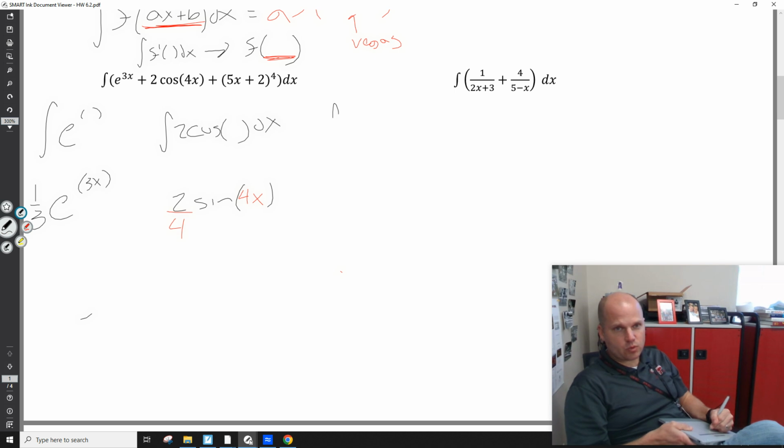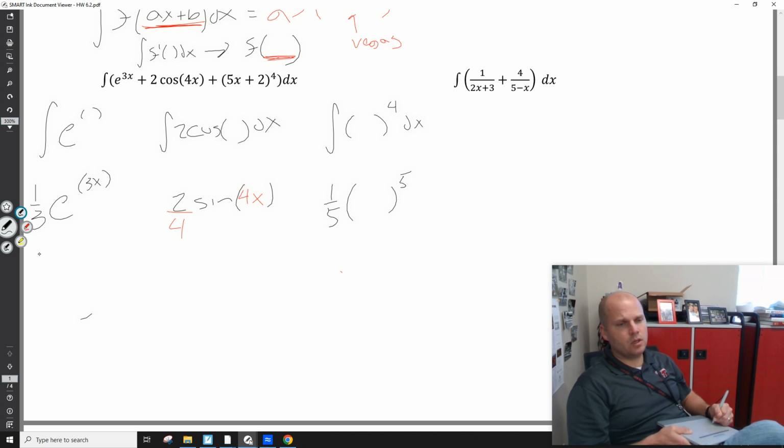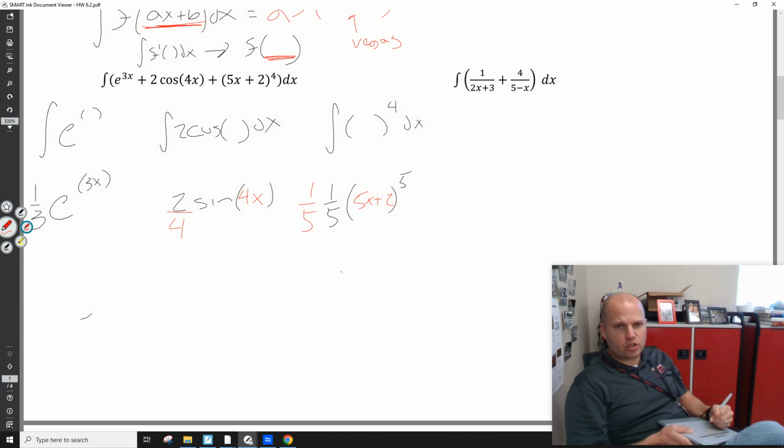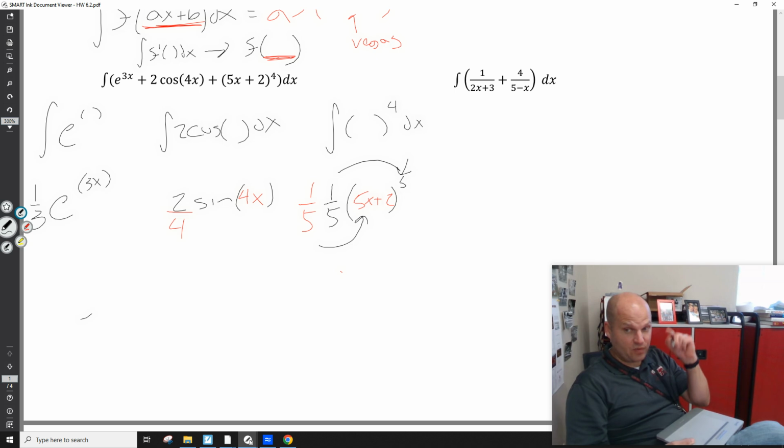The next one's the trickiest one. You got parentheses to the 4th power. Start by taking the antiderivative of the outside. I got a 5th power and a 1/5. We got Vegas. What starts in parentheses stays in parentheses. Undo the derivative of Vegas with a 1/5. So this is an important one. This 1/5 is needed because of this 5, and this other 1/5 is needed because of that derivative 5.